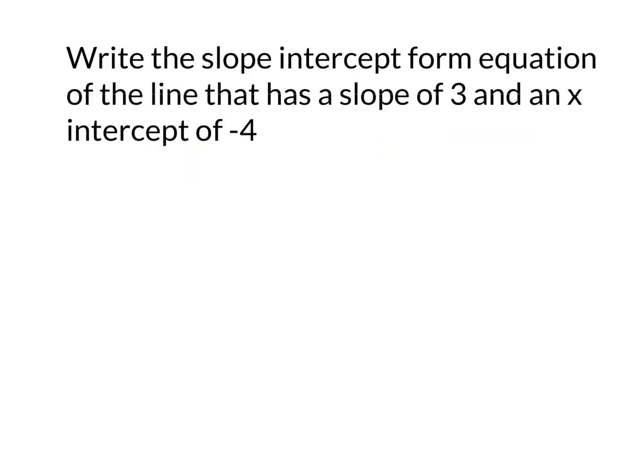So if we read this carefully, they say write the slope-intercept form equation. So again, that's going to be y equals mx plus b. That's what slope-intercept form is. They want you to write the slope-intercept form equation of the line that has the slope of 3 and an x-intercept of -4. So we know that if they give us the m value and they give us the b value, then it's really easy to just write it in slope-intercept form.